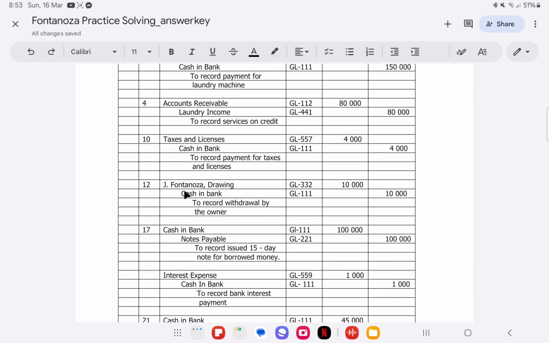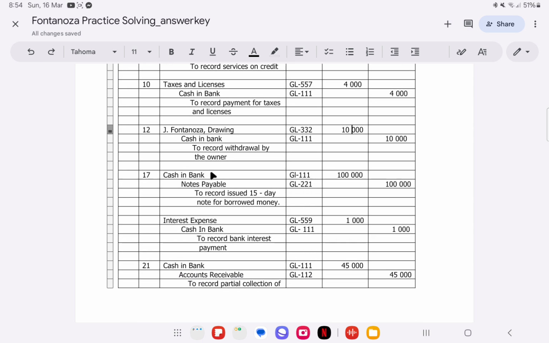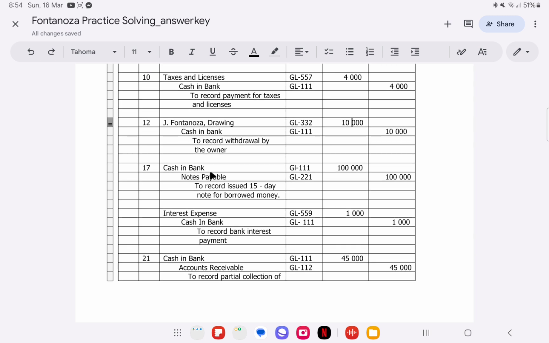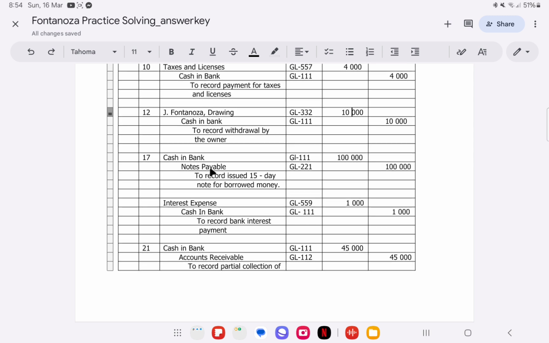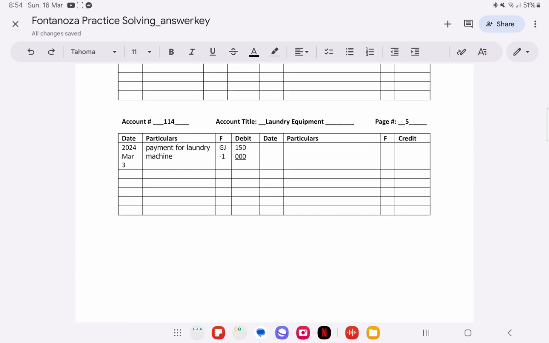Okay, so next transaction we have J Fontanoza drawing, and we have debit 10,000, cash in bank credit 10,000 to record withdrawal by the owner. So that's the time that the owner J Fontanoza is withdrawing cash for her personal use. So Fontanoza drawing, find the Fontanoza drawing.